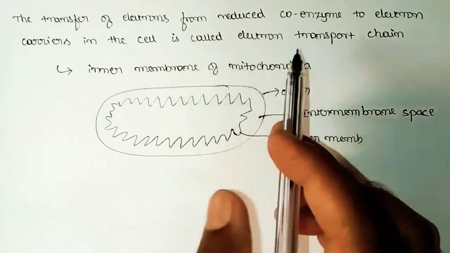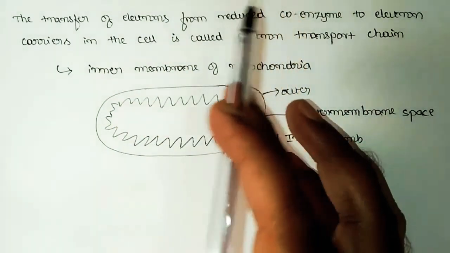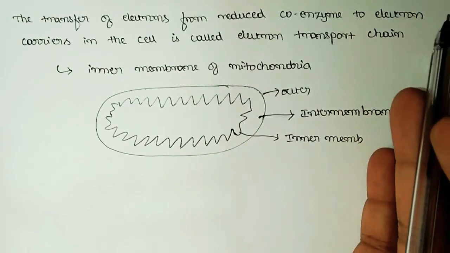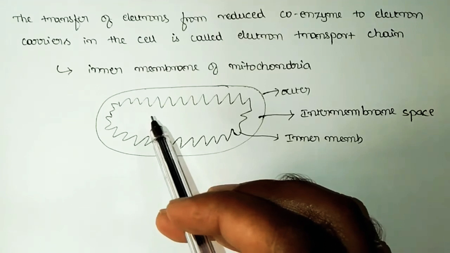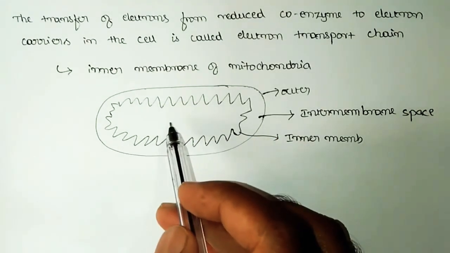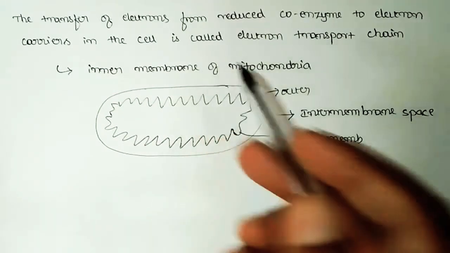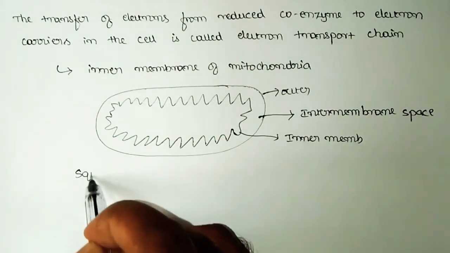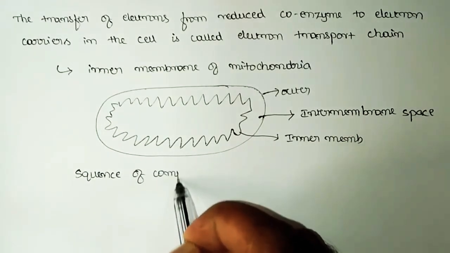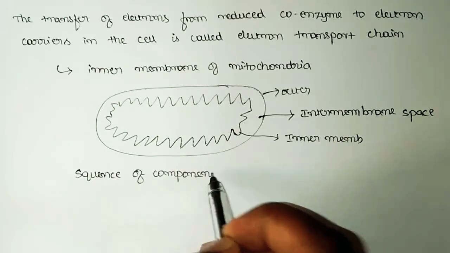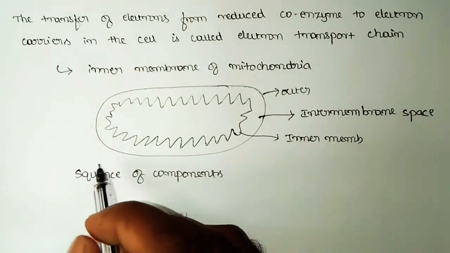And in the inner mitochondrial membrane, there are various components that are present in a definite order. They have been arranged in a definite sequence, and that helps in the transfer of electrons from the reduced coenzyme to the final oxygen so as to produce water. And the sequence of the components present in the inner mitochondrial membrane for the process of electron transfer will be in this sequence.